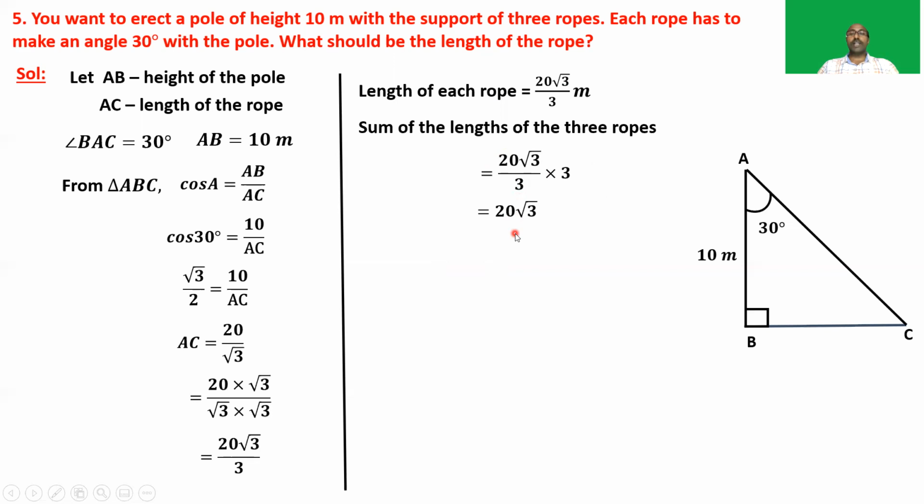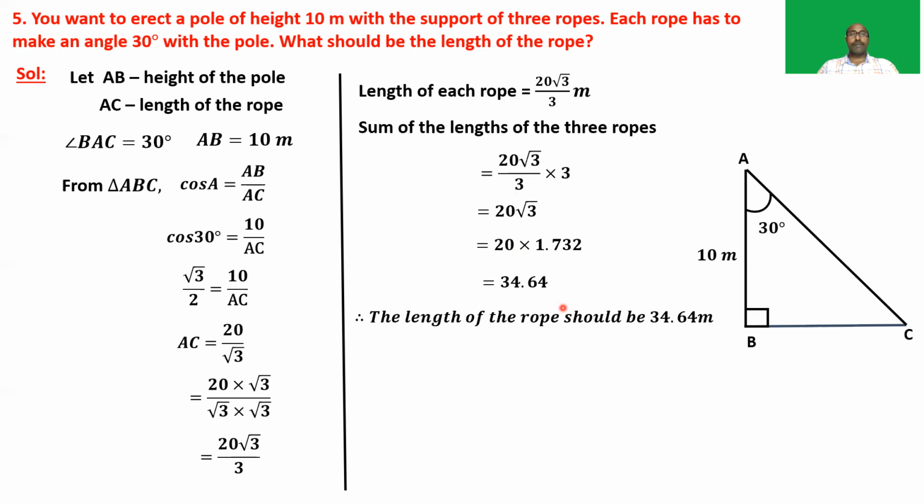So the sum of the lengths of the 3 ropes is 20 root 3, but we know the value of root 3 as 1.732. So we can substitute root 3 is equal to 1.732. So now 20 into 1.732 is equal to 34.64. Therefore, the length of the rope should be 34.64 meters. Okay, that's the solution of the given problem. And let us start a new problem.